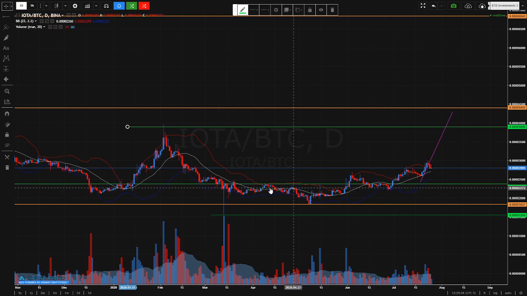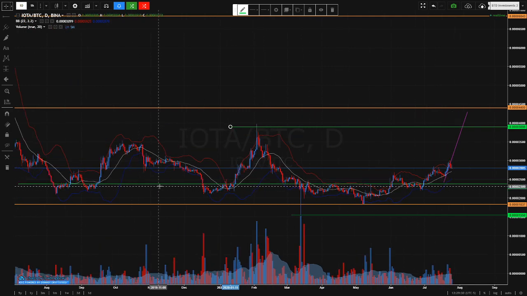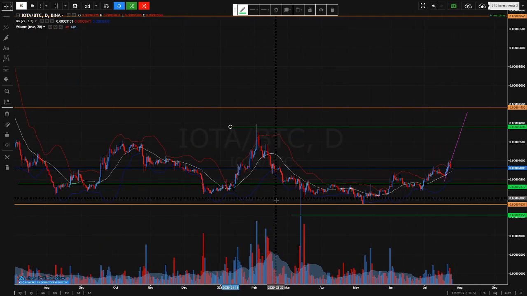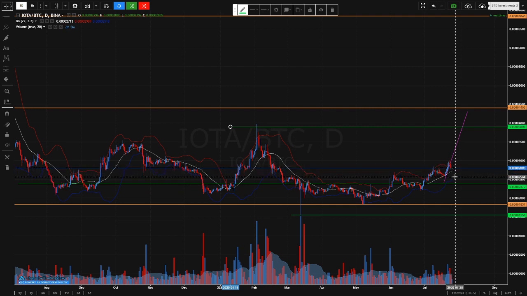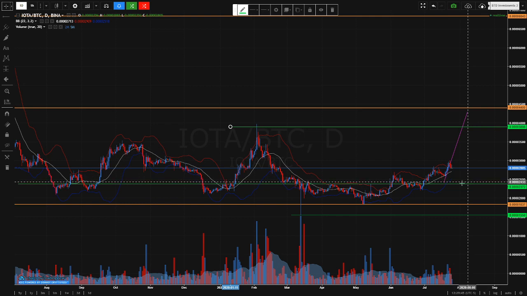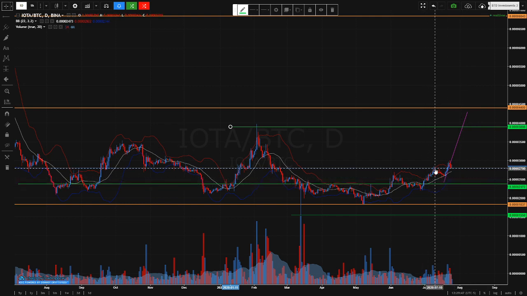Worst case scenario, so this green line I've painted in, this is kind of inside resistance, which will now act as support. So worst case scenario, I think price kind of cycles down here and you get some sort of a push off of here, but that may not happen because the buying now is getting stronger than the selling.